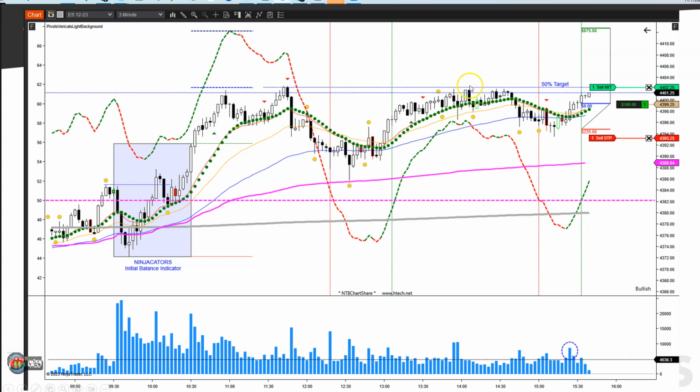We had another pullback to the same area right up in here. Couldn't quite make it, pulls back down to here, and I just couldn't resist anymore. So I took an entry right about here, and I put my stop right at the 50% target, which it did hit, and went above it. It's really just sitting a few ticks above it as we speak.